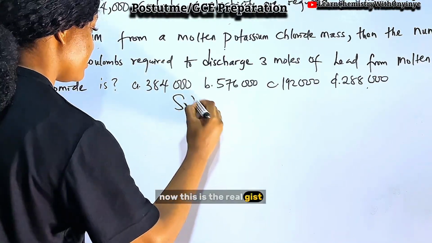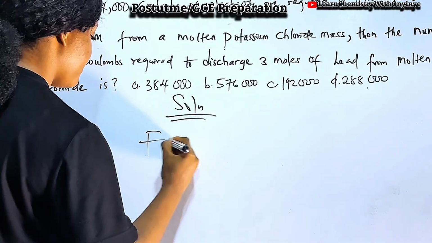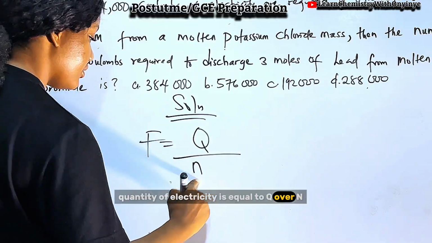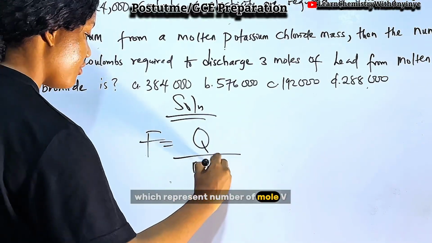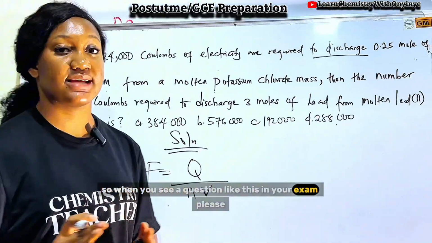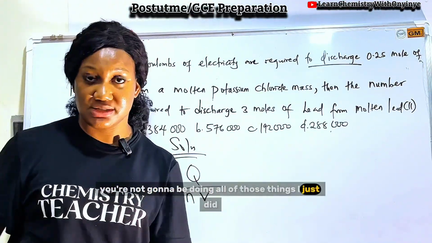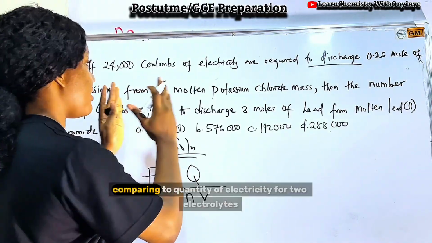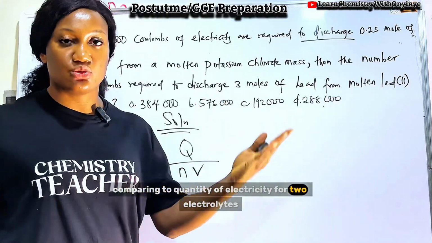Now, this is the real gist. Quantity of electricity is equal to Q over N, which represents number of mole, V. So when you see a question like this in your exam, you're not going to be doing all of those things I just did. I was just trying to explain to you the concept of comparing the quantity of electricity for two electrolytes.